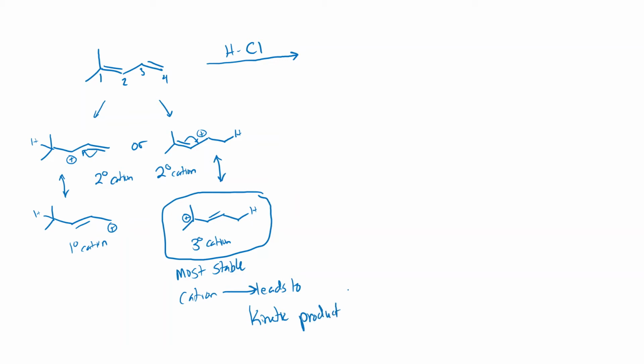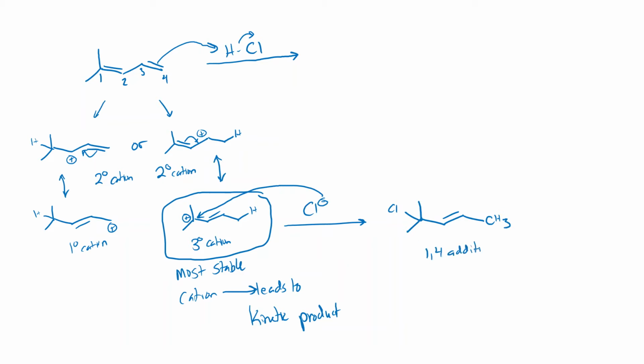So we can draw the kinetic product right now. Cl minus, oh, okay. So we went and got H plus, broke the HCl bond, made the cation, drew the resonance form. Cl minus comes in and attacks that tertiary carbocation to give us our kinetic product, which is this one right here. Notice that this is the 1,4 addition product in this case, right? The hydrogen is added to carbon 4 and the chlorine is added to carbon 1.